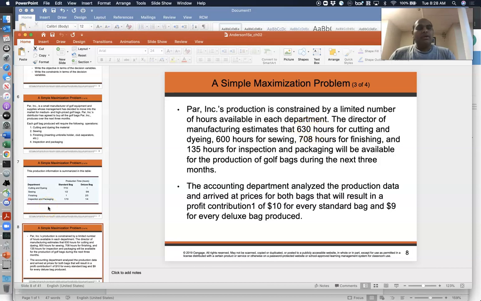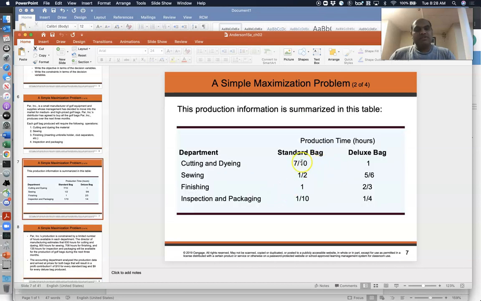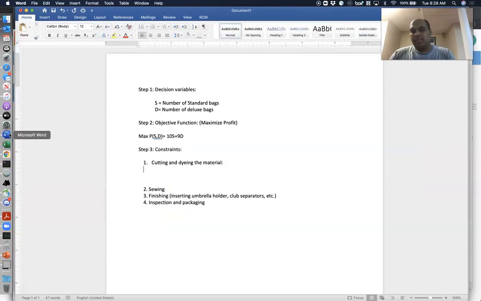And we also know that there are 630 hours available for cutting and dyeing. So the total time that can be used for cutting and dyeing is 630, and it takes 7/10 of an hour for a standard bag and 1 hour for a deluxe bag. So let's put that down. It's 7/10 times S for a standard bag, plus 1 times D for the deluxe bag, is less than or equal to the time that is available, which is 630 hours.